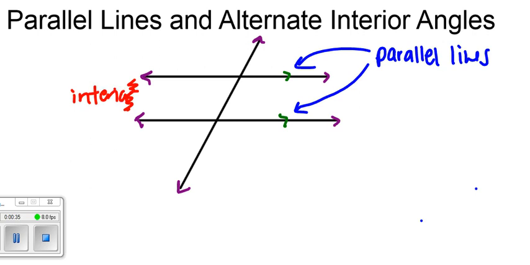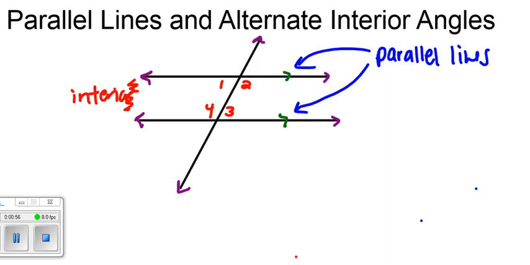And so your interior angles, if I label them, are going to be like 1, 2, 3, and 4. Just these guys between the two lines. We don't care about the ones outside the lines, just these guys in between. Okay. And you should be able to list the alternate interior angles.